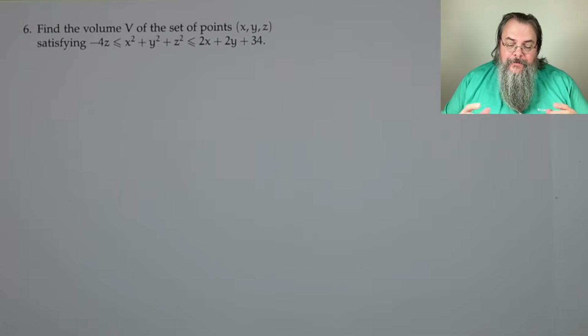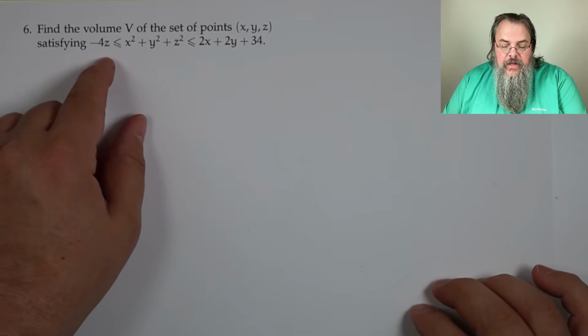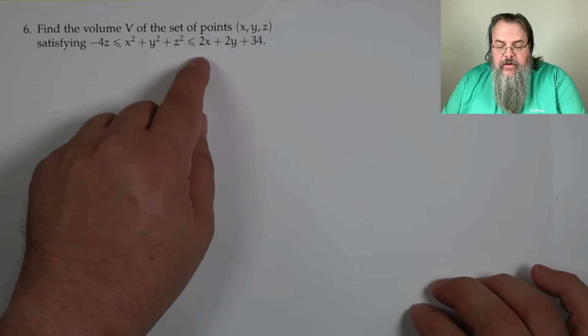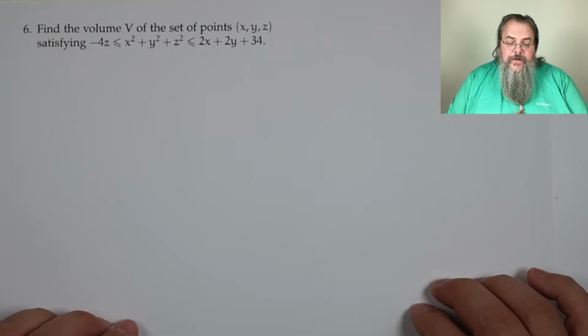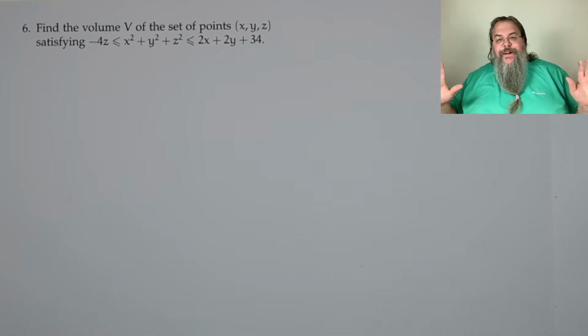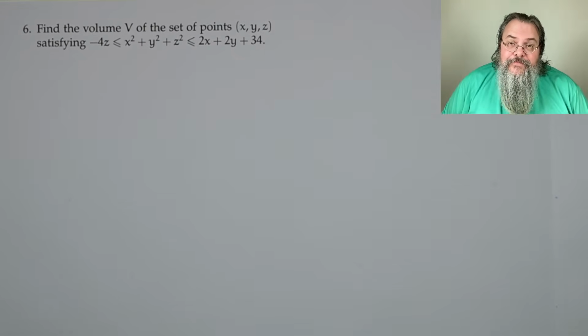Find the volume V of the set of points x, y, z satisfying -4z is less than or equal to x squared plus y squared plus z squared is less than or equal to 2x plus 2y plus 34. And probably the first reaction is like, what? But our second reaction is like, let's think about this.